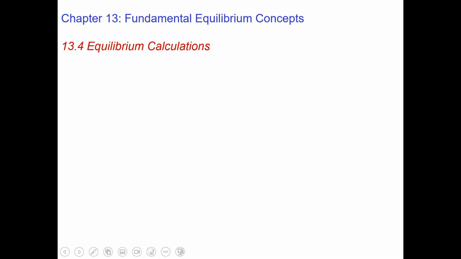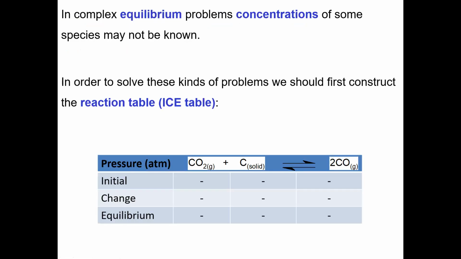In section 13.4, we look at how we can use equilibrium constants to calculate the amounts of reactants and products that will be present in a system that is at equilibrium. In complex equilibrium problems, often concentrations of some species may not be known. When we're trying to determine what these concentrations are, a good place to begin is by setting up what's called the reaction table, which many people call an ICE table.